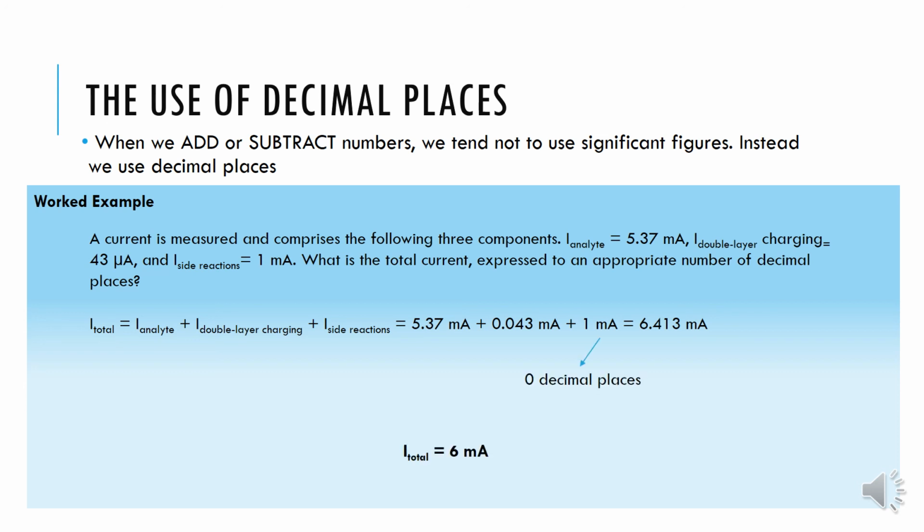But you'll note here that the I side reactions component is only written to 0 decimal places. So we have to use that as our variable of limiting precision, and we can therefore only write the final total current to 0 decimal places. So the correct value here is 6 milliamps.